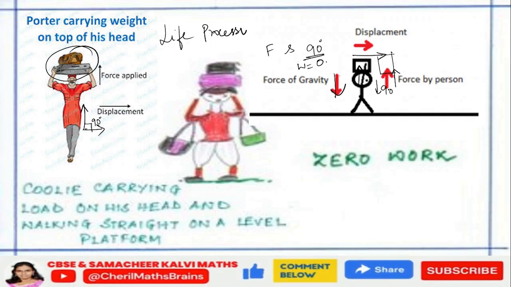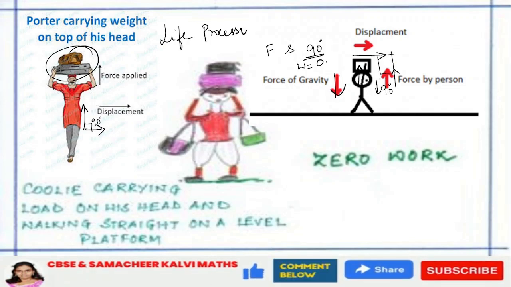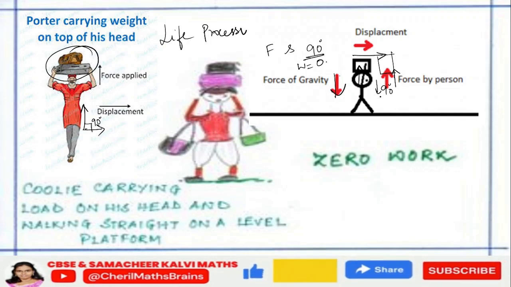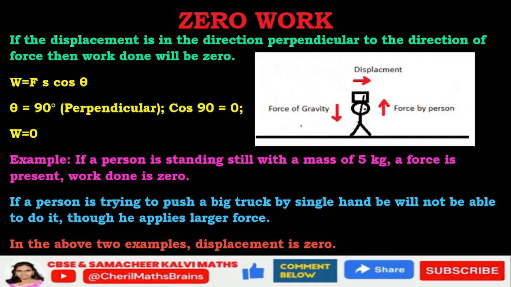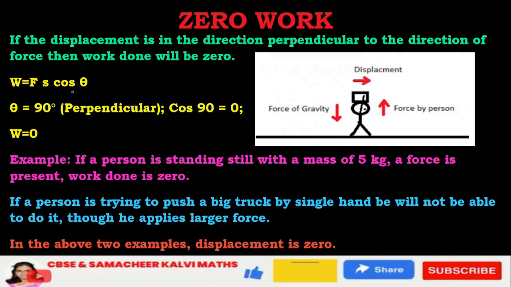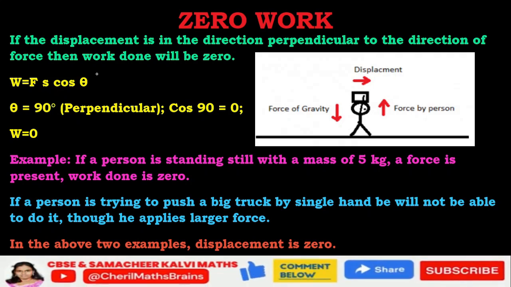90 degree. Okay, so in that case you can say that the work done is said to be 0. So this is how you get it. Okay, so this formula you will learn when you go to your higher classes. Okay, so here you're going to see something called cos theta.